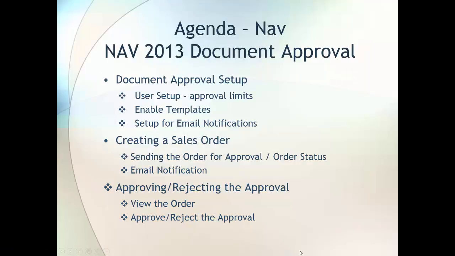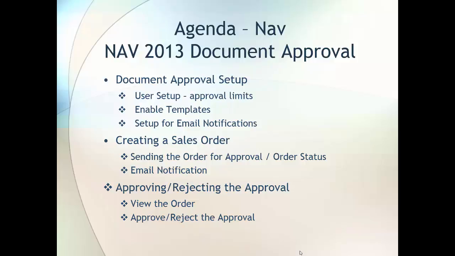In this session we're going to be looking at document approval for Dynamics NAV 2013 role tailored. We will have a look at the document approval setup, how we assign approval limits to our users, and how we enable the documents on which we want the document approvals to be applied to. We will also have a look at how we can send notifications of the requests for our document approval to our approvers.